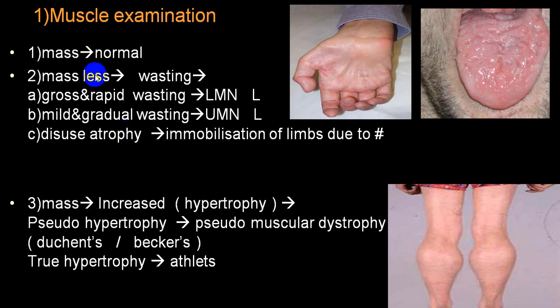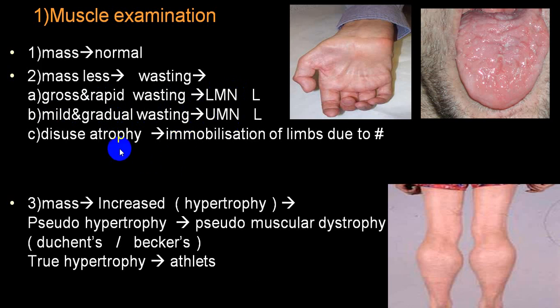So wasting of the muscle, you look, the muscle mass is reduced. Classically you can see here, there is a wasting of muscle. Here also you can see wasting, and there was fasciculation which was seen. Rapid and gross wasting will be seen in a lower motor neuron, while very mild wasting and gradual wasting over a period of long time because of disuse in upper motor neuron.